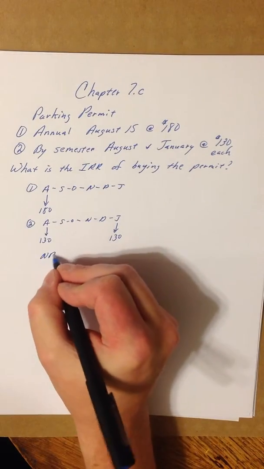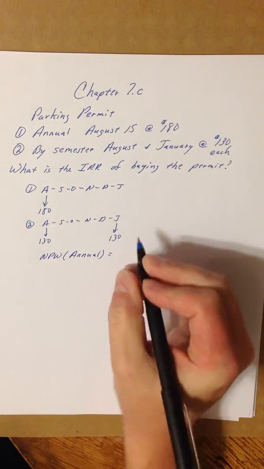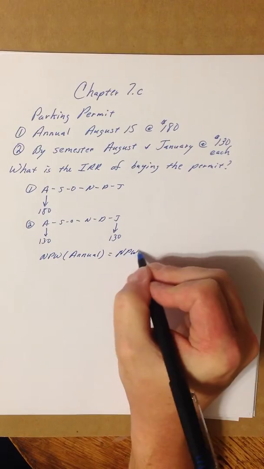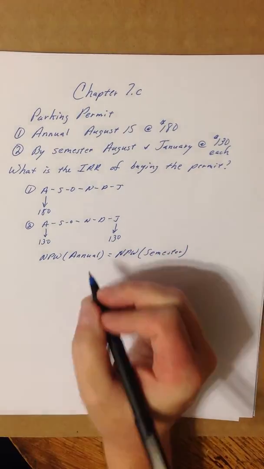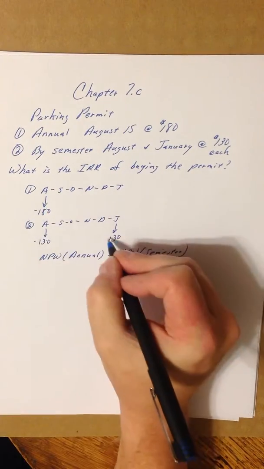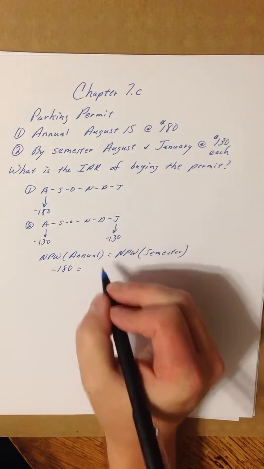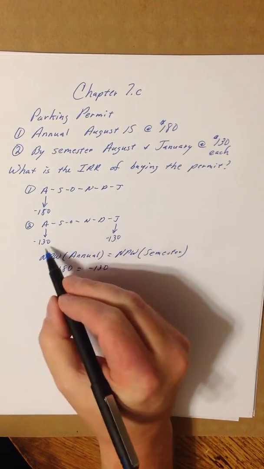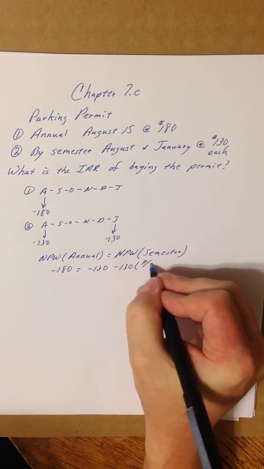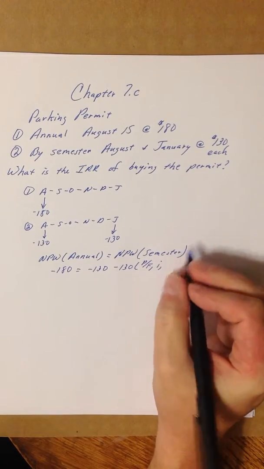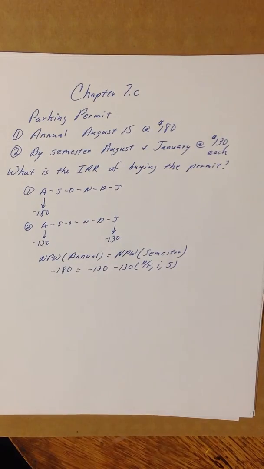So we know that the net present worth of the annual is equivalent to the net present worth of the semester. So what we have here is $180 for the annual. For this one, the net present worth is $130 for the first one, and then we have $130 which is some time period away, which is 5 months, if you want to think about that, 1, 2, 3, 4, 5 periods away.